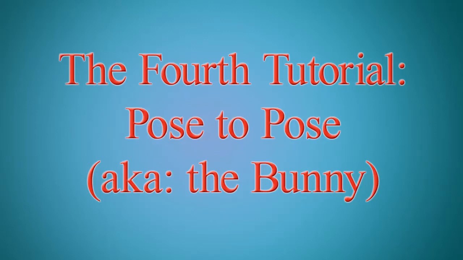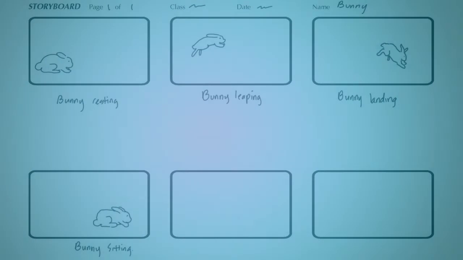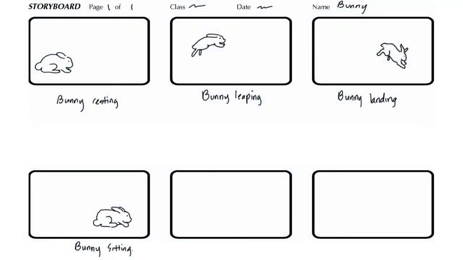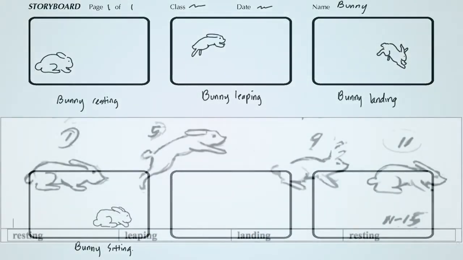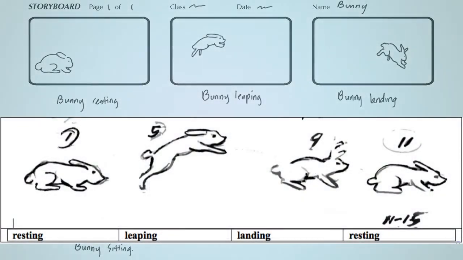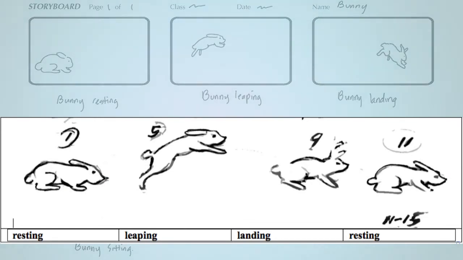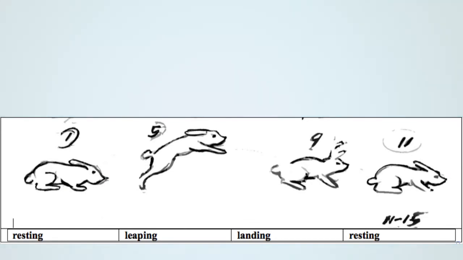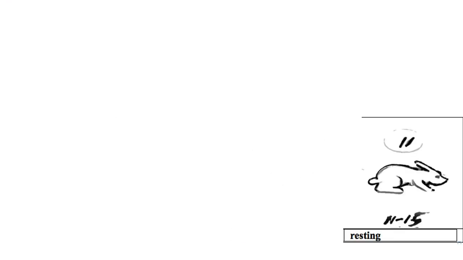This is the pose to pose tutorial. In pose to pose, you follow your storyboard where you have keyframes. You find the place on your timeline where that keyframe will be positioned, and then you draw the in-between frames, which fill in the gradual changes between those keyframes and create the illusion of smooth movement.